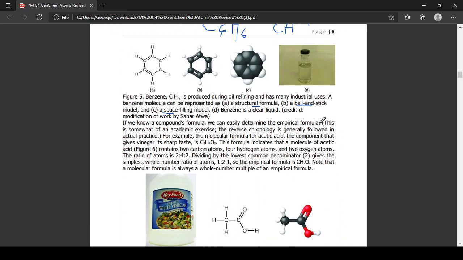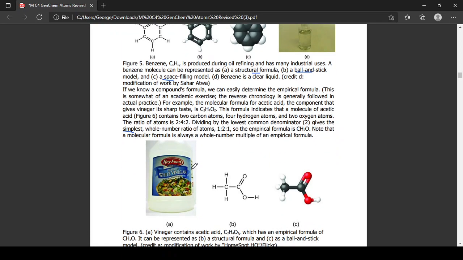Now let's go back to vinegar, kids, or C2H4O2. We have a 4, so we use a common denominator, which is 2. 4 divided by 2 is 2. Then the 2 divided by 2 is 1, because we use the common denominator. So the simplest whole number ratio is 1:2:1. So the empirical formula is CH2O.